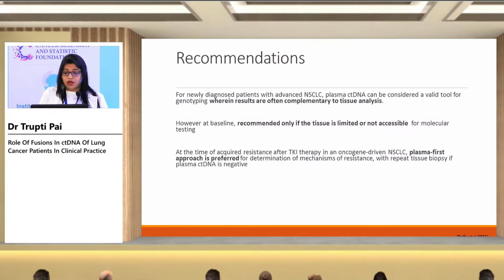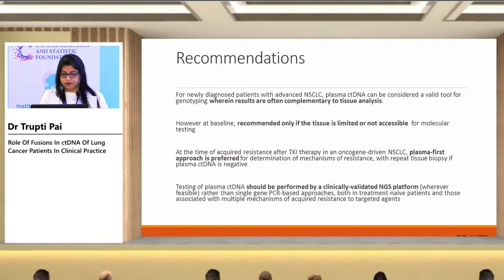At the time of acquired resistance, however, the guidelines say that the plasma first approach is preferred, and only if negative, you can do a repeat tissue biopsy. And testing for plasma ctDNA should be performed using a clinically validated NGS platform, and not a single gene based PCR approach, when we are dealing with this.